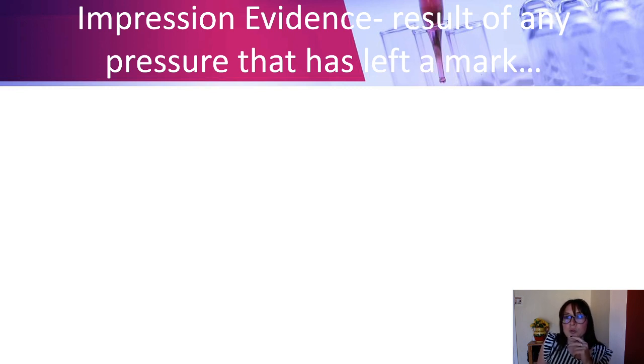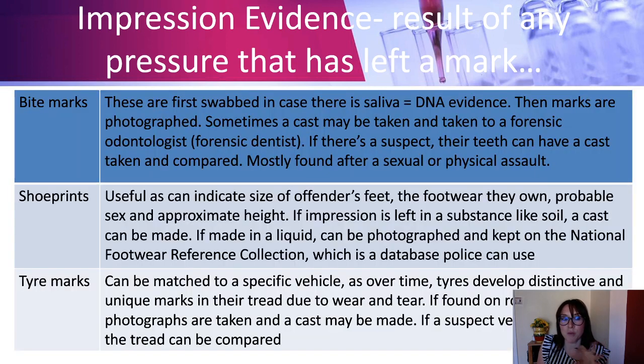Impression evidence, so the result of any pressure, so the other things that might leave pressure marks. You first of all have bite marks. These are first swabbed in the case where there might be some saliva or DNA. Then marks are photographed. Sometimes a cast may be taken to a forensic odontologist or forensic dentist. We've looked at them in previous topics as well. If there's a suspect, their teeth can have a cast taken and compared, mostly found after a sexual or physical assault.